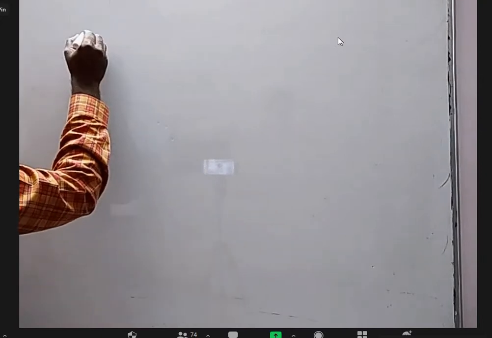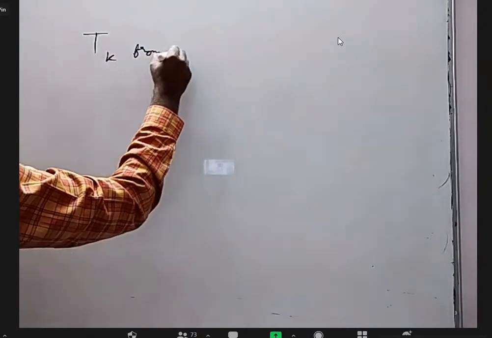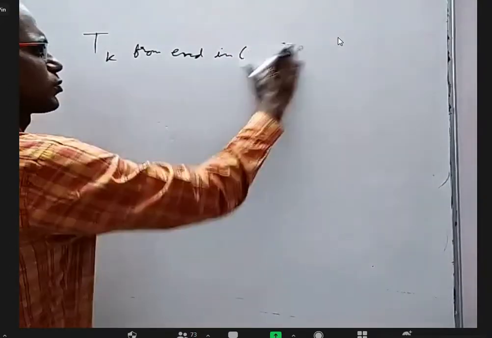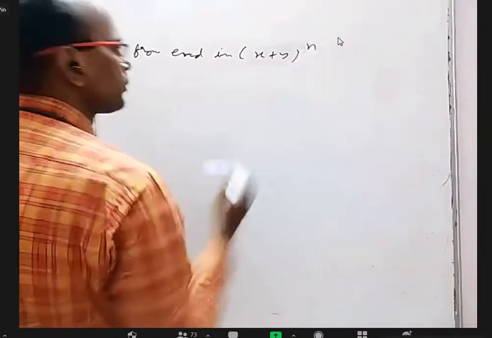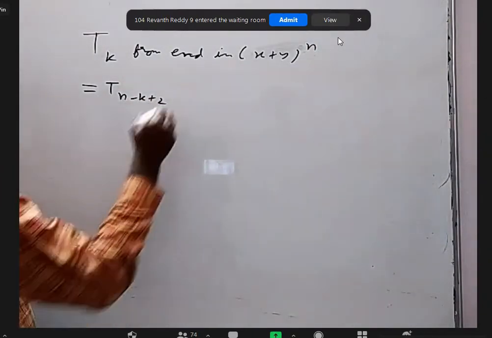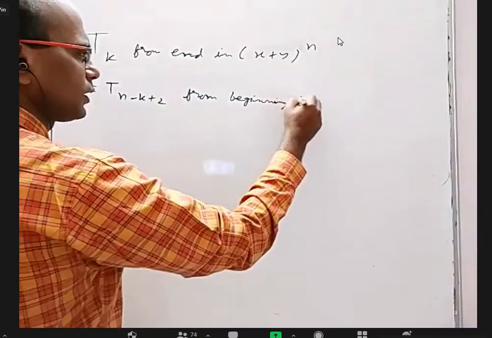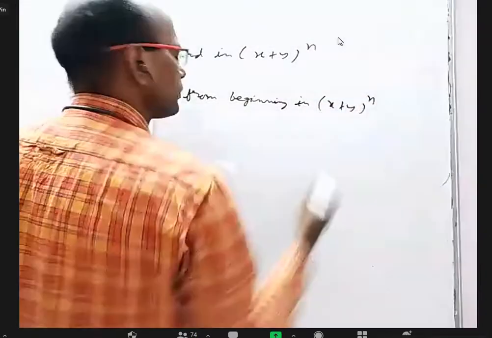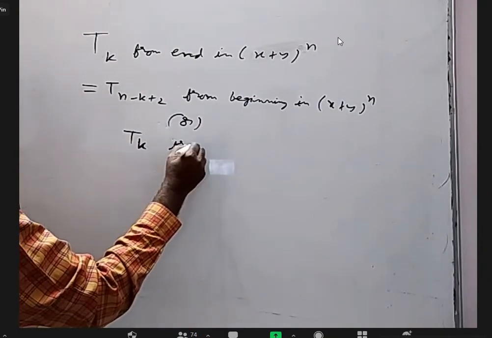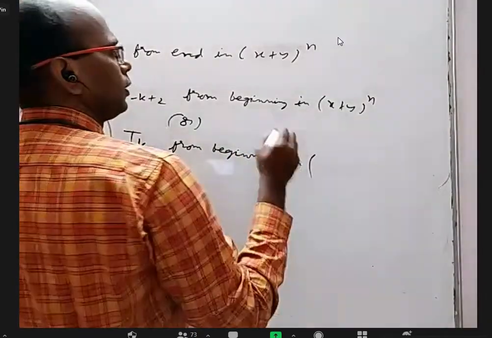I want to just cite the statement that the kth term from the end in (x + y)^n, or (x + a)^n, is equal to T(n − k + 2) from the beginning in (x + y)^n, or T(k) from the beginning in (y + x)^n.